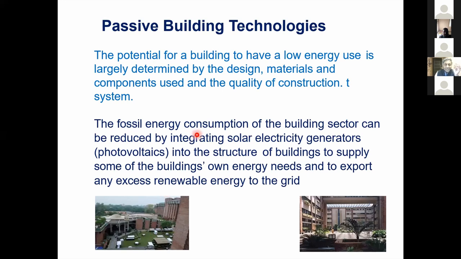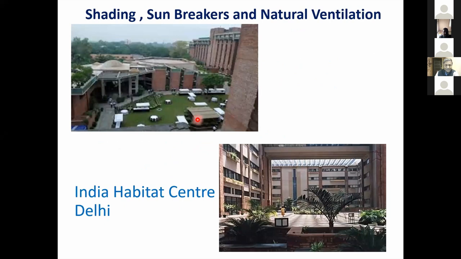The fossil energy consumption of a building can be further reduced by integrating solar electricity generators. I won't speak much about this because you know solar energy can bring down grid energy substantially, but you can use all the parts of the building, the parking lots, the roofs, and many other places. Now there are vertically mounted solar panels which have become popular. So here are more pictures of the same building.